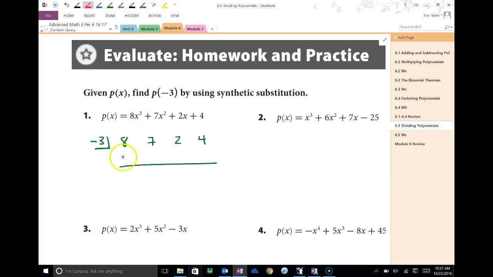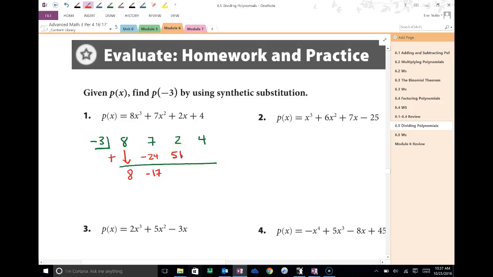Now you take the 8, the very first number after the box, and it simply goes straight down underneath the line. Any number that goes underneath the line gets multiplied by the box number. What is 8 times -3? -24. That goes into the next slot, underneath the next number. Now I simply add the numbers on top of each other. What is 7 plus -24? -17, there you go. Now -17 is below, so I multiply -17 times -3. What's -17 times -3?